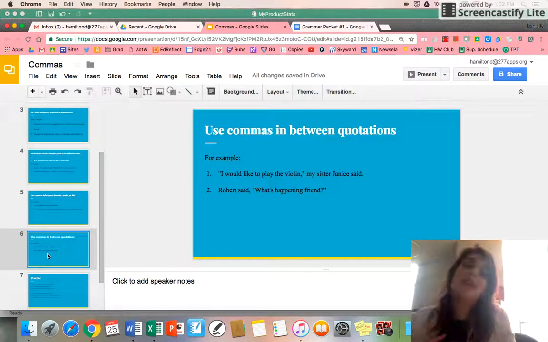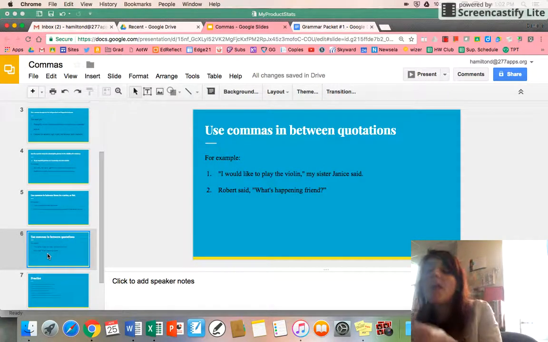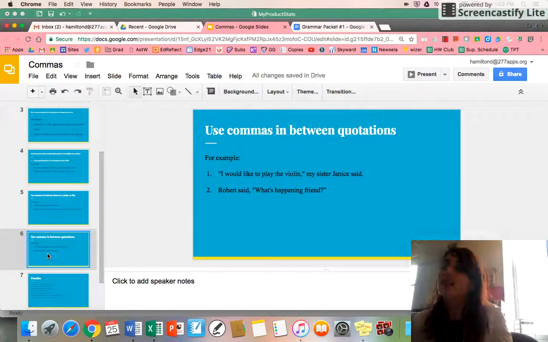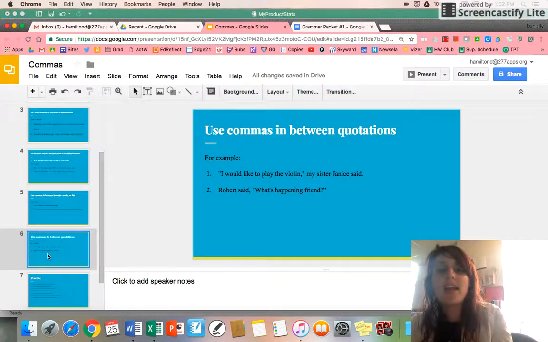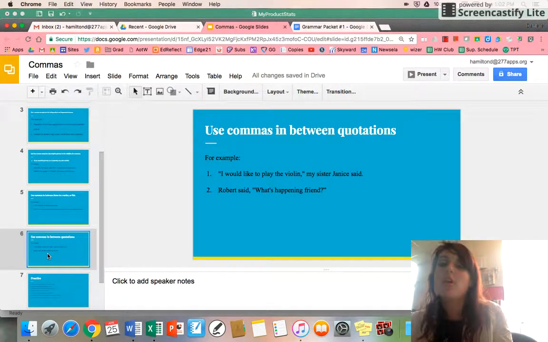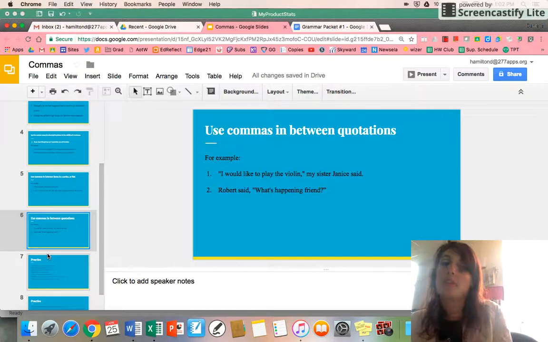And then last but not least, use commas with quotation marks. If it starts with the quote, like the first example does, I would like to play the violin, the comma goes before the last quotation mark. If the quotation is last, like the second one, Robert said, then you put the comma before the quotation mark. So the comma goes inside the quotation marks if it's first, and it goes just outside if it's last. If it comes after the Robert said, the so-and-so said, so-and-so asked.